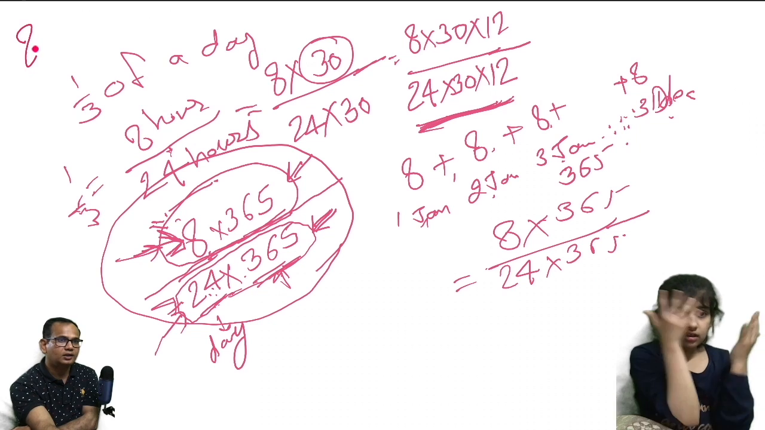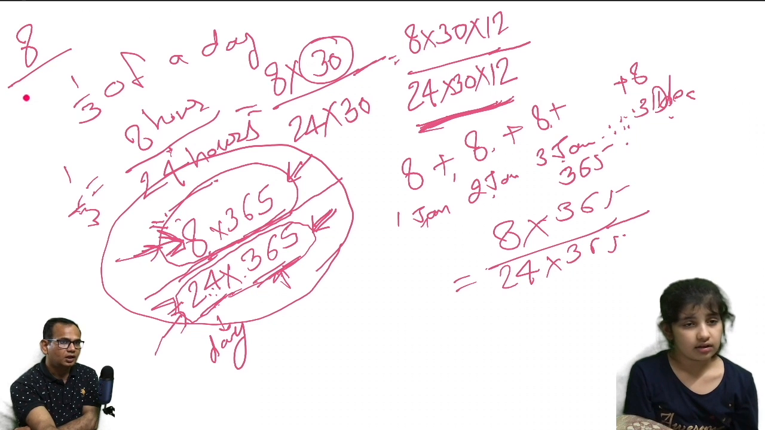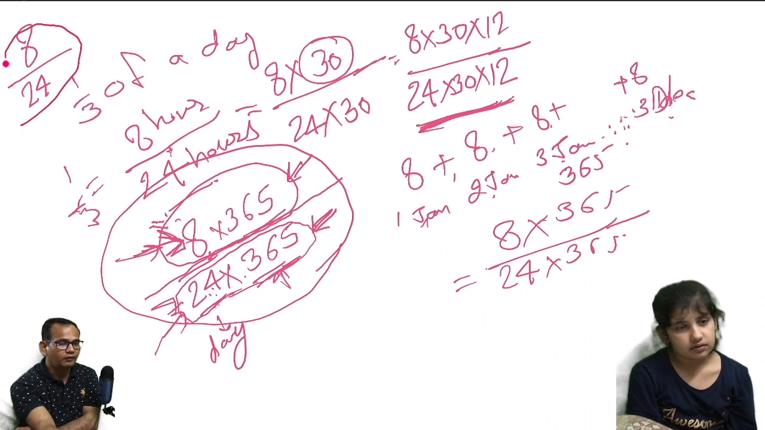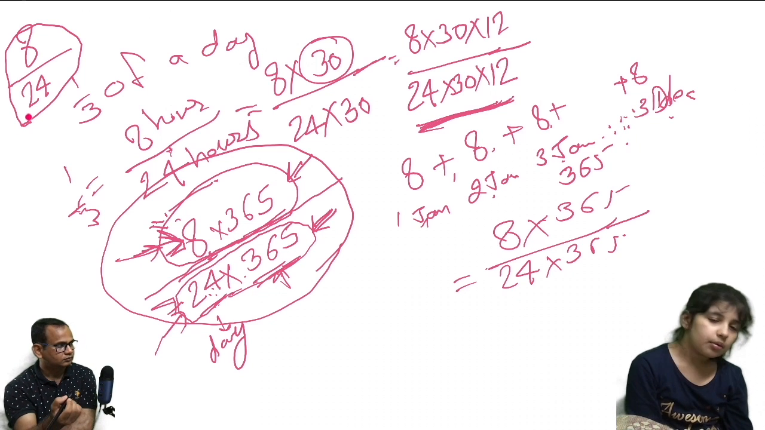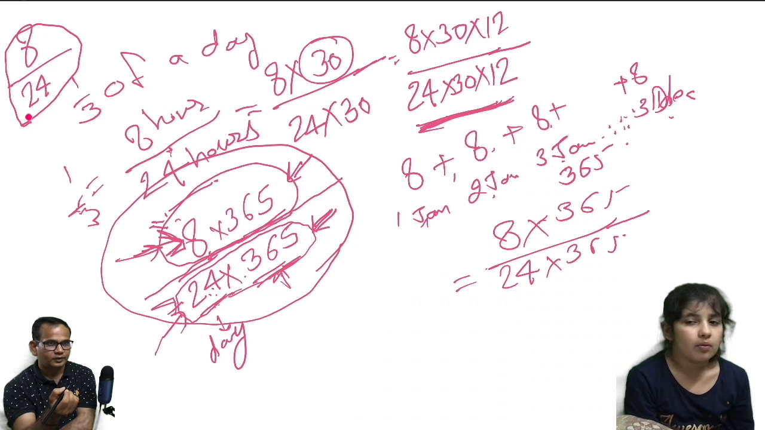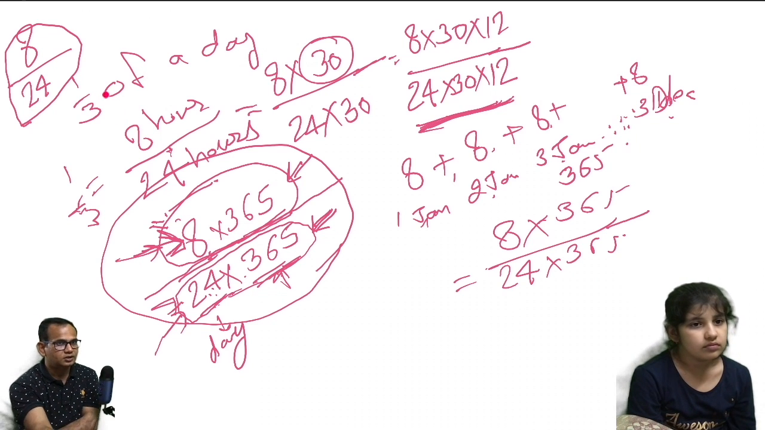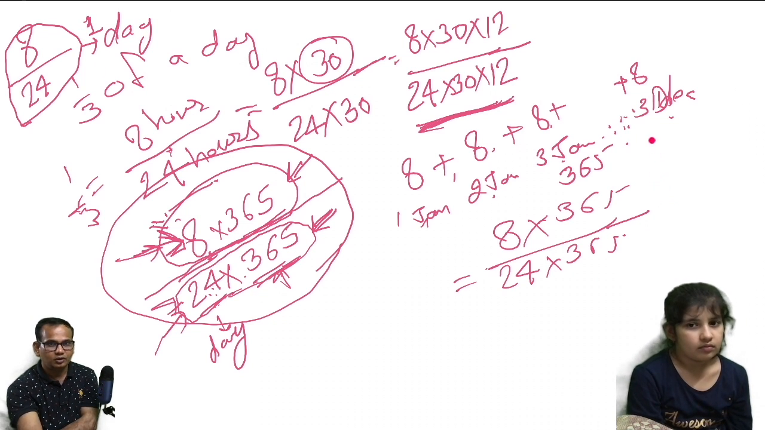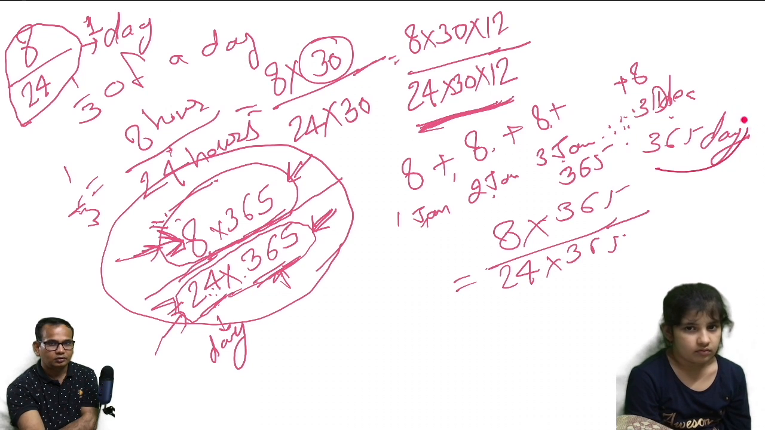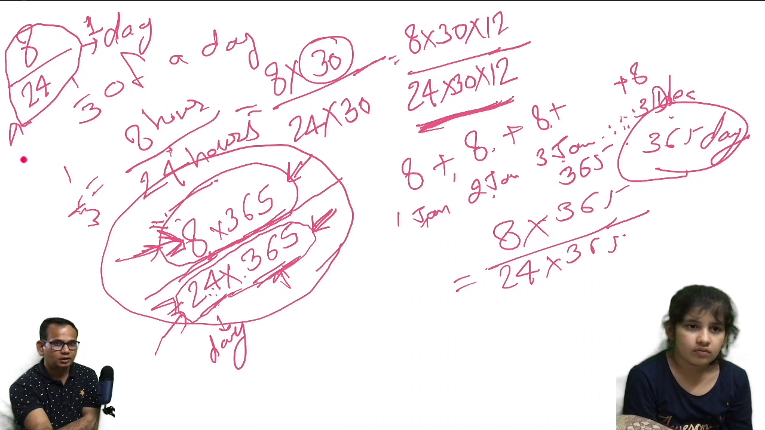I don't understand. Look at here. How have you done 8 hours and then 24 hours? 8 divided by 24. 8 hours in a day you sleep, and 24 hours in a day. This is for one day. And this is for 365 days. Here we are dividing, and here we are multiplying by 365. That's the difference. There is no difference, right?